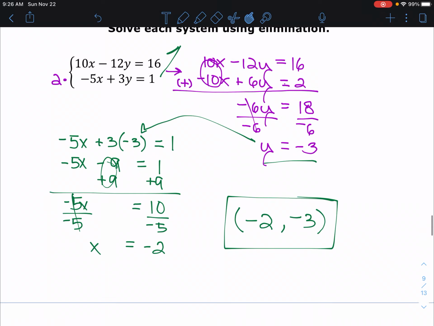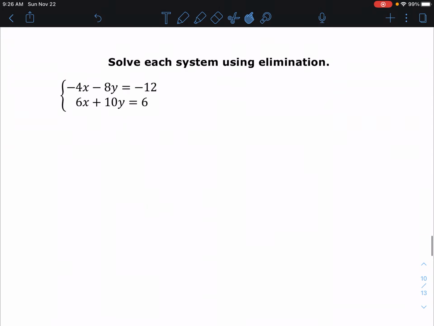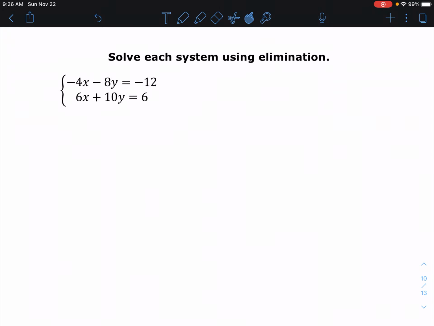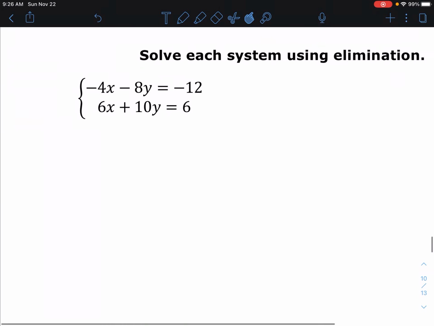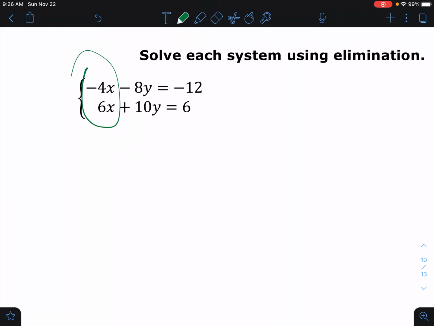Let's take a look at one more. All right, so solving this system using elimination. Now, in this problem, you'll notice I don't have any opposites here, and I don't have opposites here. If you did, you wouldn't have to multiply. You could just go ahead and add the two equations together and go from there. However, this one I'll have to multiply both equations by something to get opposites.